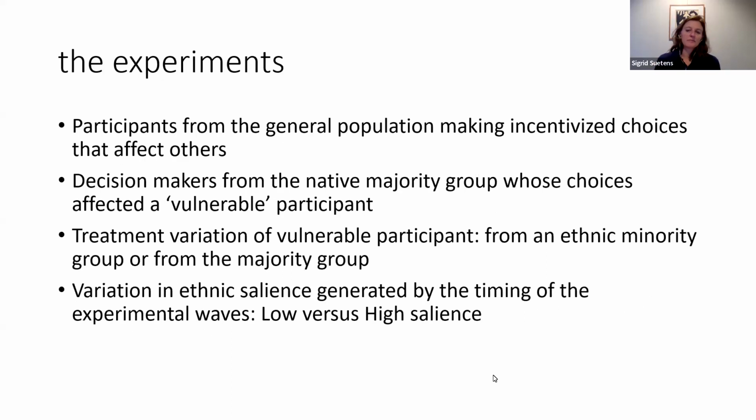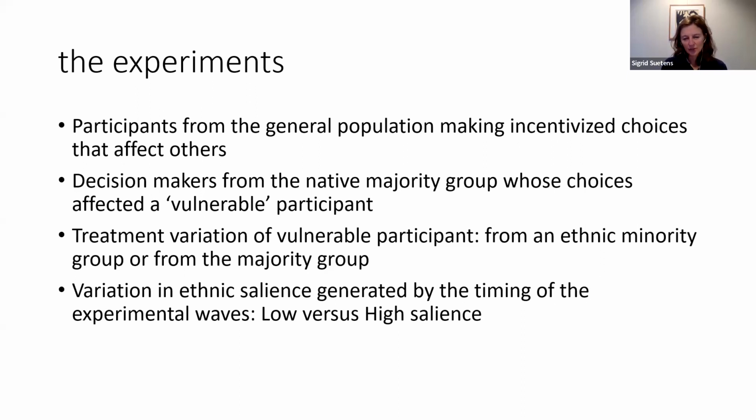So how to think of these experiments? The 3 experiments have a number of features in common, and that's the reason why we think it's important to put all the results together in one paper. First of all, participants from the general population make incentivized choices that affect others. That's the case for all 3 experiments, with general population samples. The second point is that the decision makers are all from a native majority group, either in the Netherlands or in the UK. And the choices of the decision makers affect a vulnerable participant.